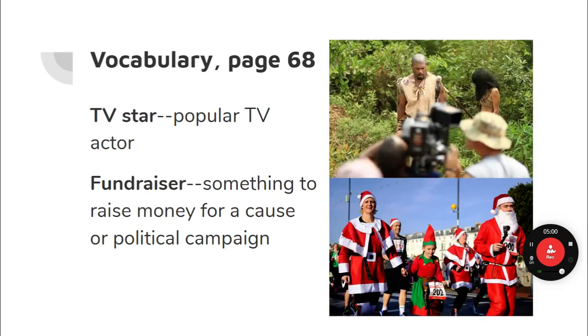Let's go into vocabulary, page 68. TV star. Someone who's a popular TV actor. Fundraiser. It's something to raise money for a cause or a political campaign. These people are dressing in Christmas outfits because they're trying to raise money for a charity. Probably to give gifts to poor children or something like that.